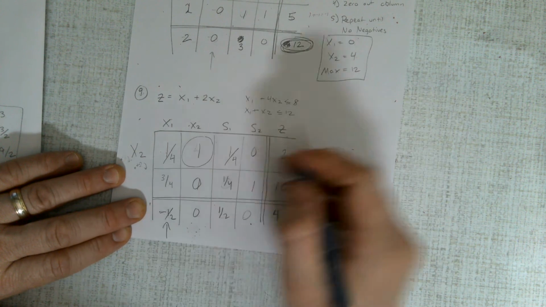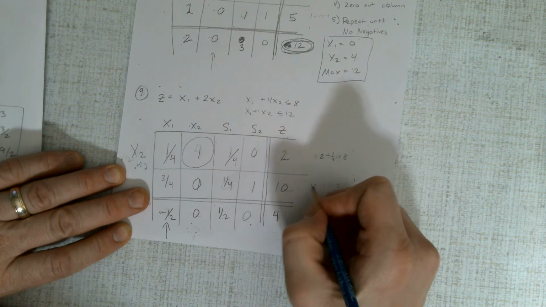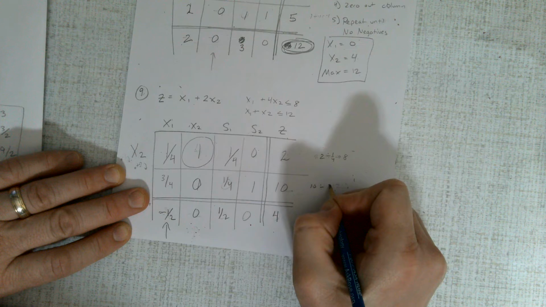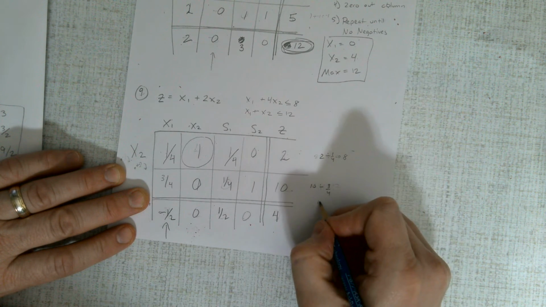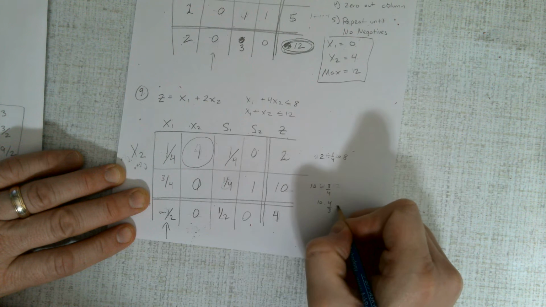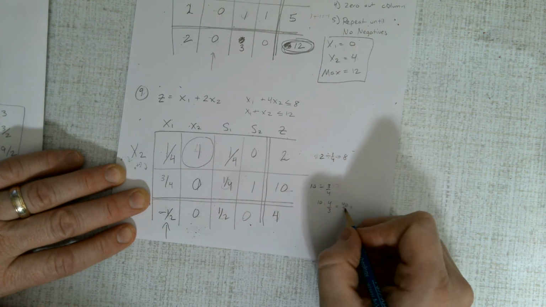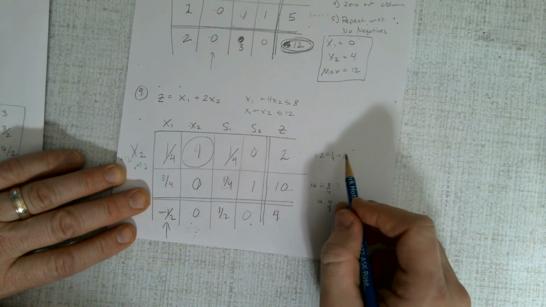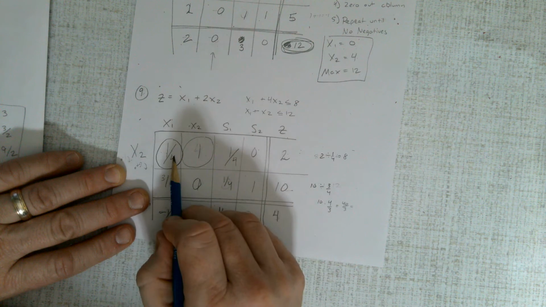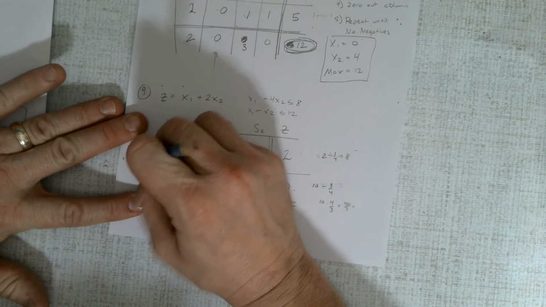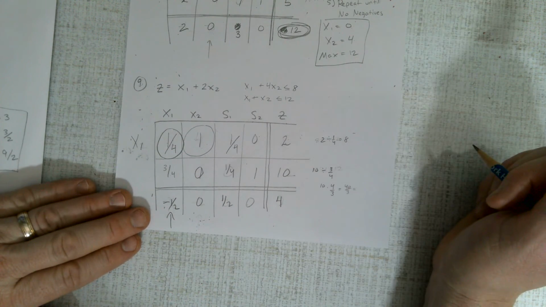2 divided by 1/4 is 8, and 10 divided by 3/4, let's see here, that'd be 10 times 4/3, that would be 40/3, that would be over 8, so this is the most negative, so we're pivoting here, and you see what we're doing here? We're pivoting again with this row, so now we have to change this to x1.